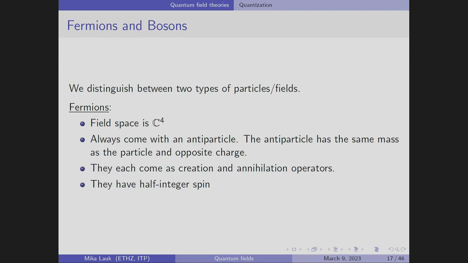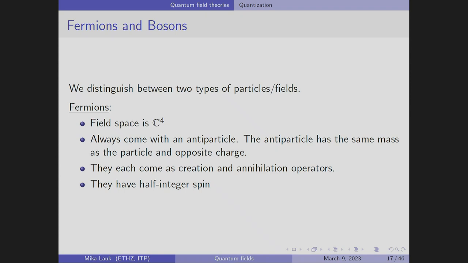Now, we distinguish between two types of particles, and from now on I will always say particles slash fields, because we just learned that they are sort of the same thing. We distinguish between fermions and bosons. For fermions, the field space is C4, and it turns out that fermions always come with an antiparticle. And the antiparticle has the same mass, but opposite charge.